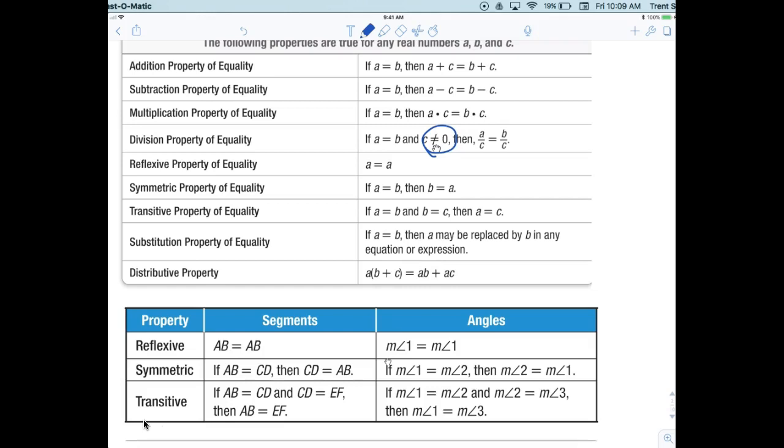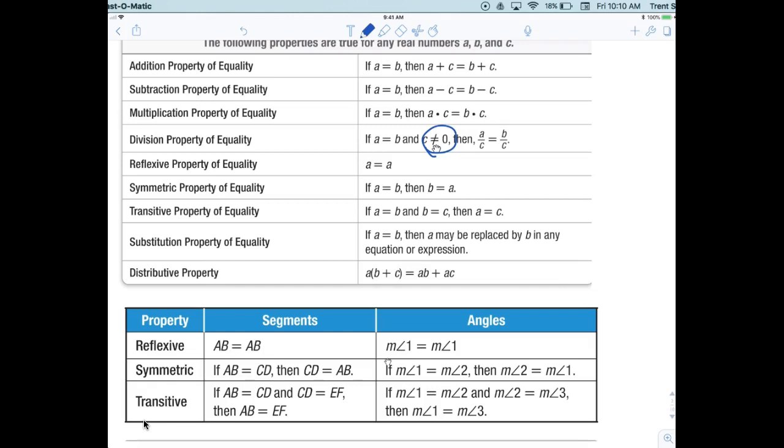Now, the substitution property is confused a lot of times with the transitive property. It just simply says if A equals B, then A can be replaced by B in any equation or expression. We always do the substitution property, so I know it's not a big deal. And then, of course, everybody knows the distributive property. Those are just the properties that allow you to perform your math. Does everybody understand that?